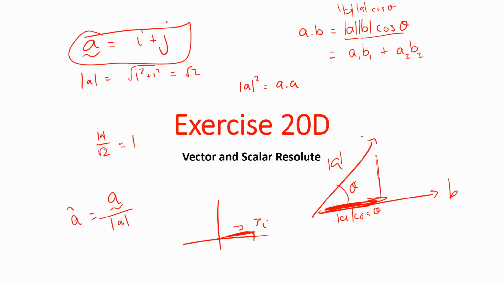Yeah? 20B, 20C. Broke it up into components. And because you've got components, when you multiply them in the scalar product, you've got vertical components with vertical components, horizontal components with horizontal components.